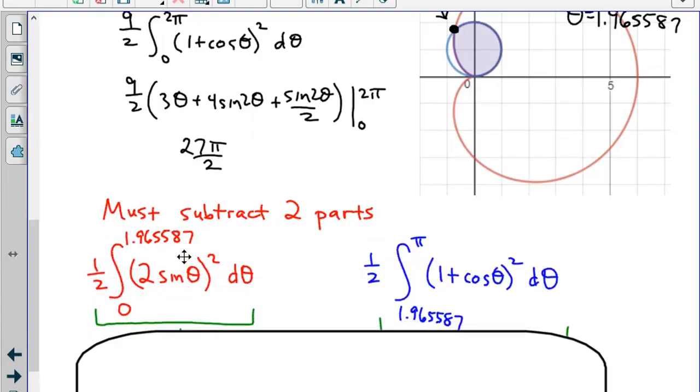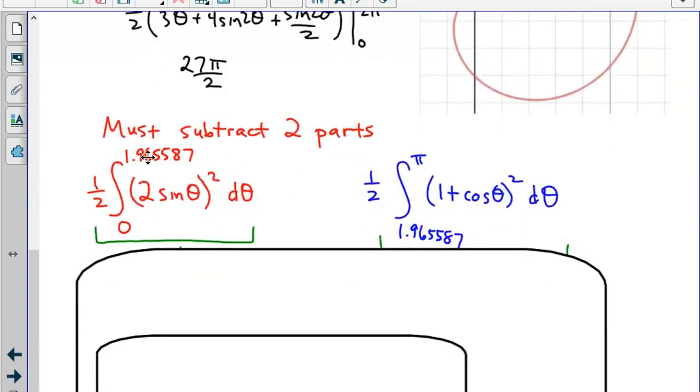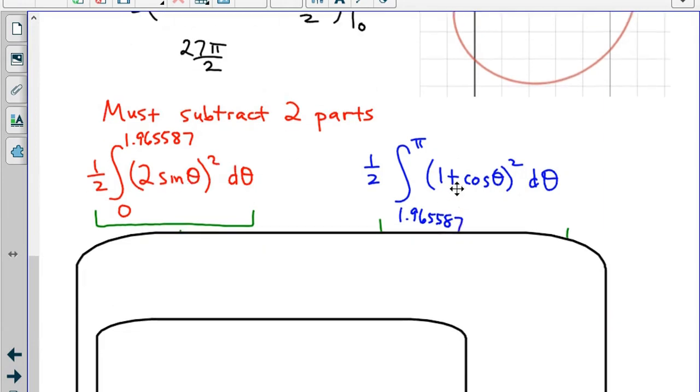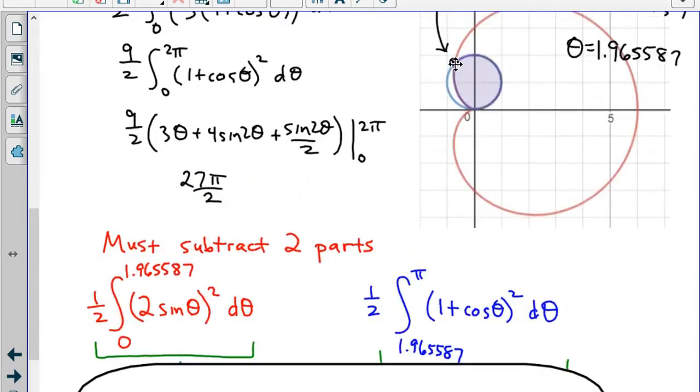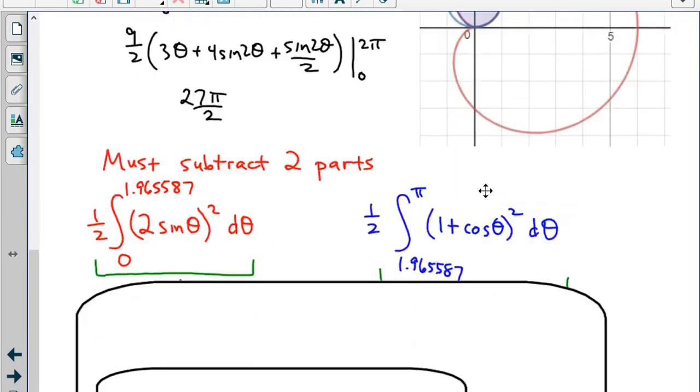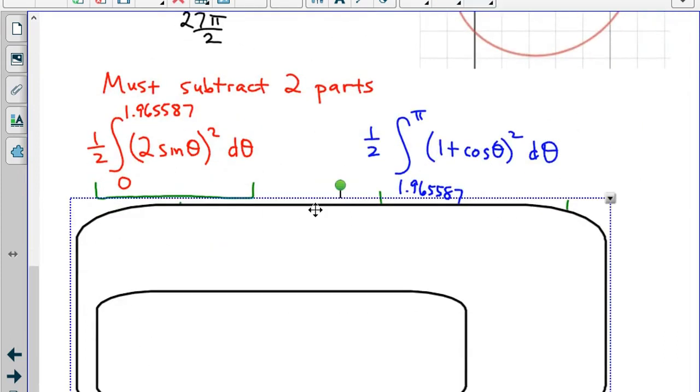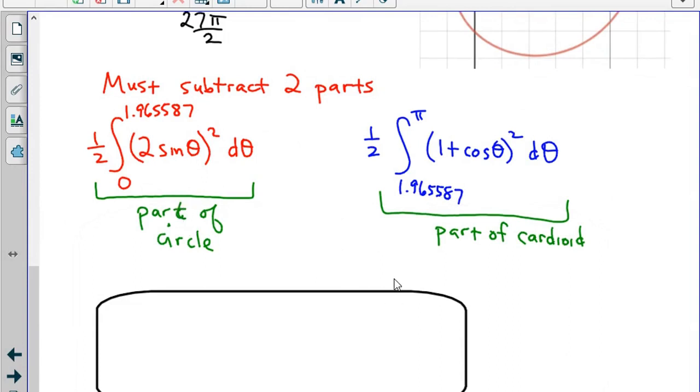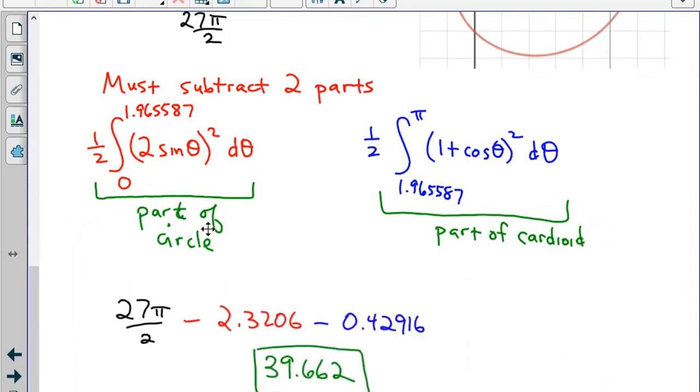So now I'm going to subtract the integral from 0 to 1.965587 of 1 half times 2 sine theta squared. That's the circle. And then this part over here is the part of the cardioid that goes from here over. So part of the circle, part of the cardioid, and I just did these on a calculator and found them to be 2.32 and 0.429. And then when I subtract them from 27 pi over 2, I get 39.662.